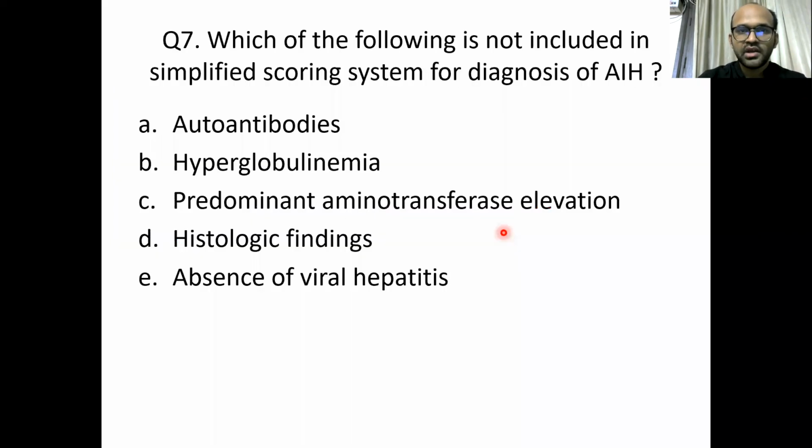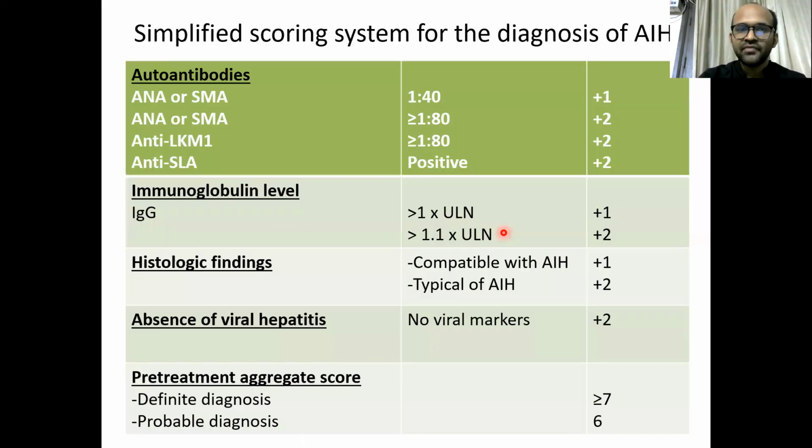Now, which of the following is not included in the simplified scoring system for diagnosis of autoimmune hepatitis? The simplified scoring system actually does not include predominant aminotransferase elevation. The rest are included in the simplified scoring system.